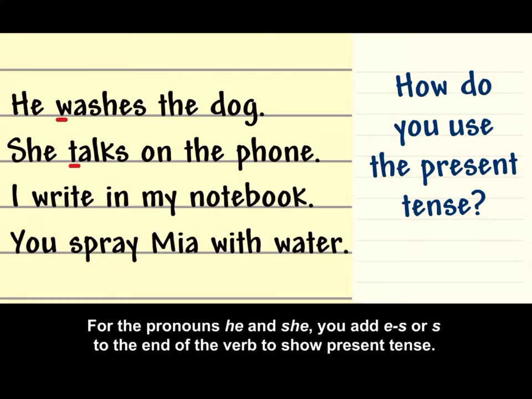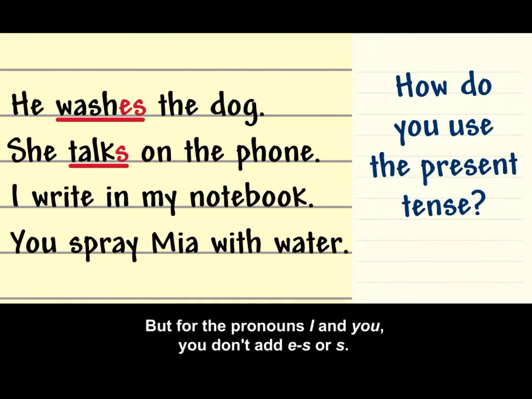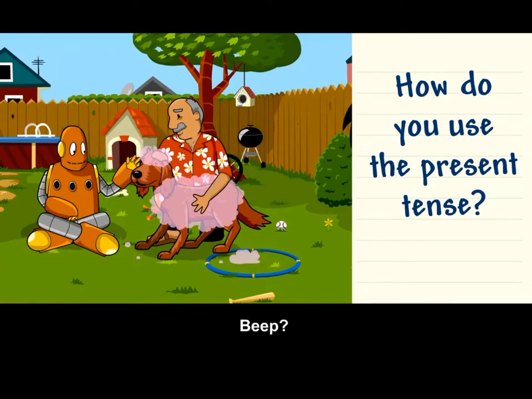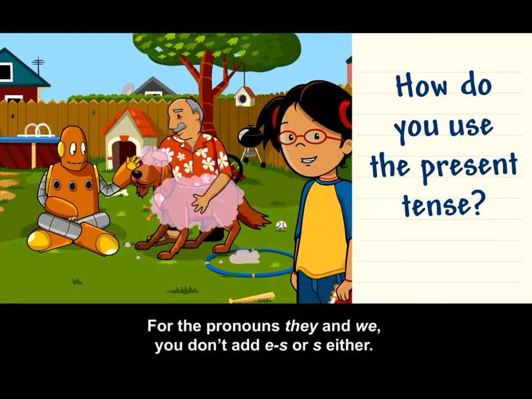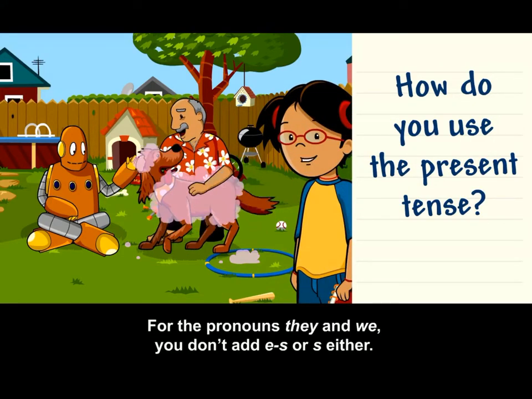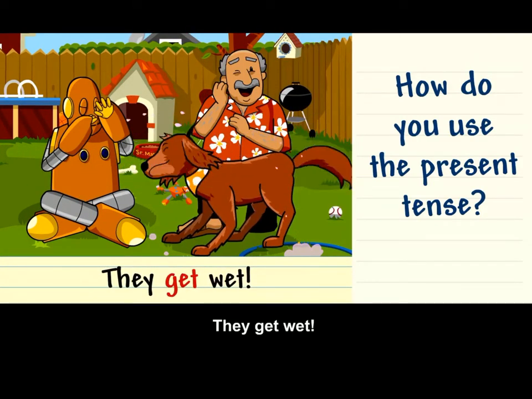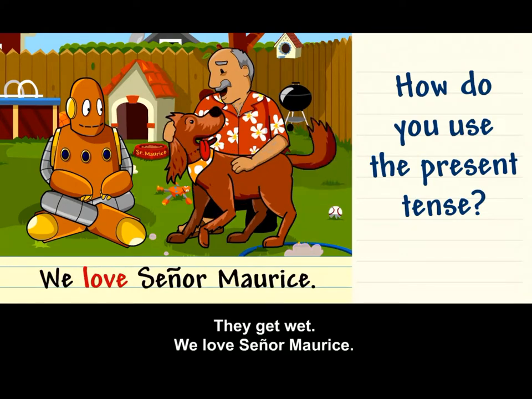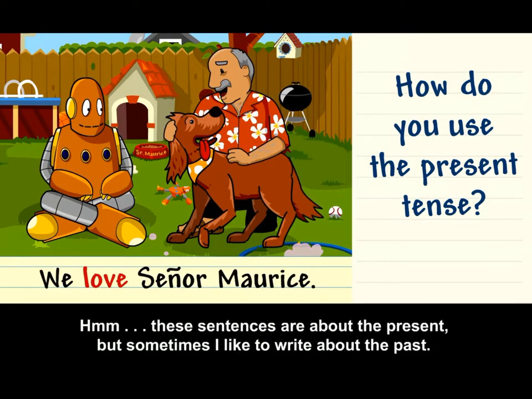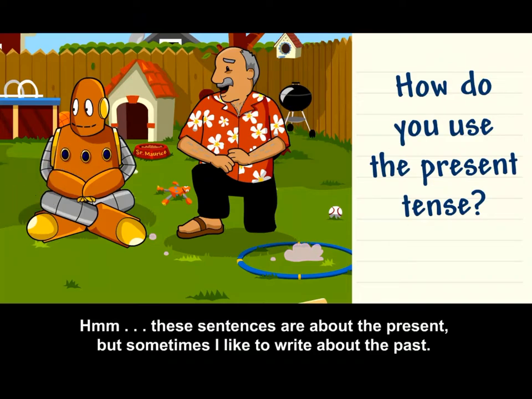For the pronouns he and she, you add es or s to the end of a verb to show present tense. But for the pronouns I and you don't add es or s. For the pronouns they and we, you don't add es or s either. They get wet. We love Senor Maurice. These sentences are about the present, but sometimes I like to write about the past.